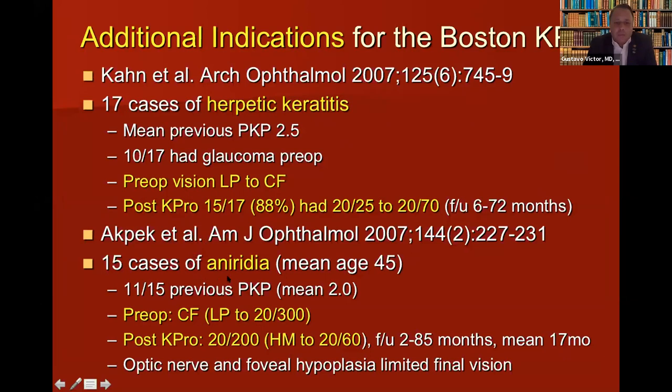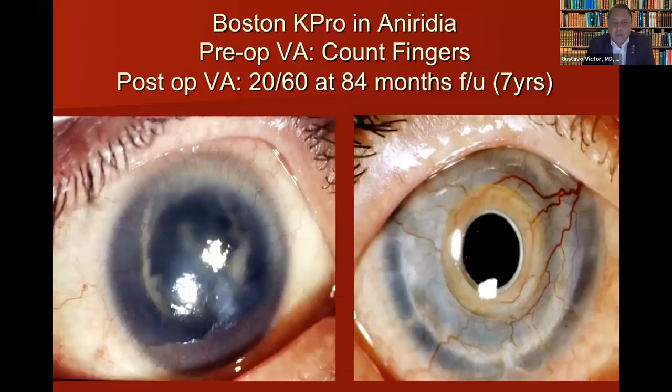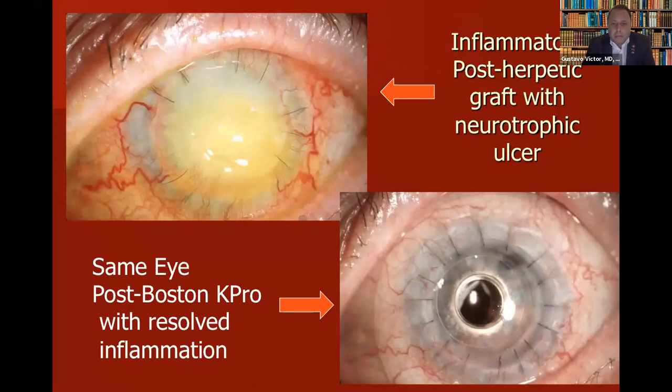The other example is in aniridia patients, 15 cases. Also you have improvement in these patients, and the follow-up is very, very good also. So this is an example of a patient with aniridia, who had an 18-month follow-up, 7 years, and post-operatively improved from counting fingers to 20/16.